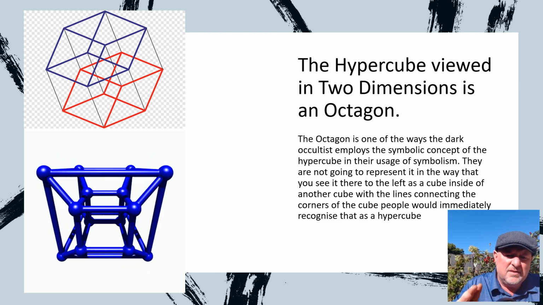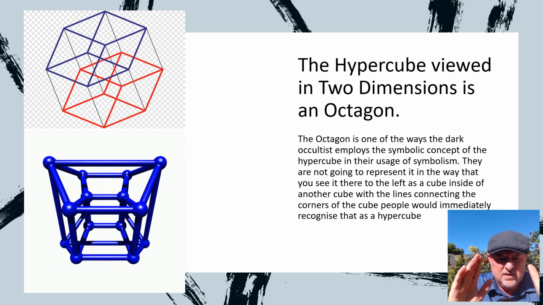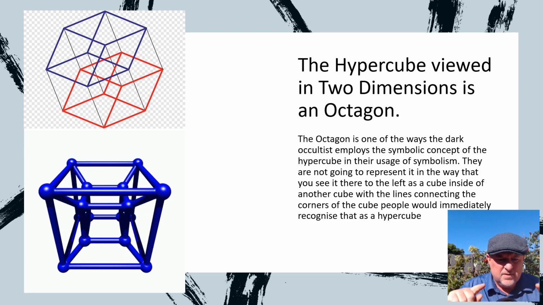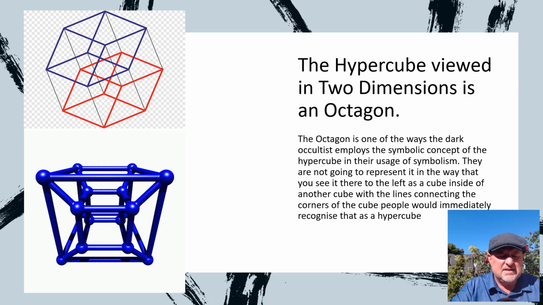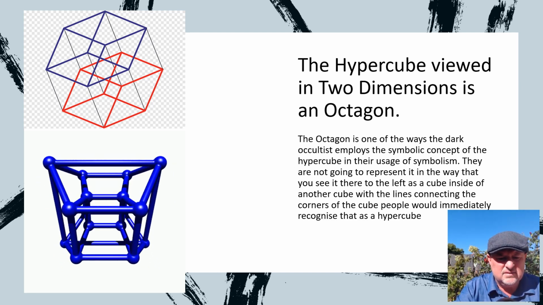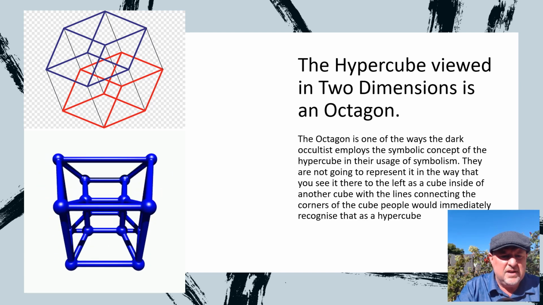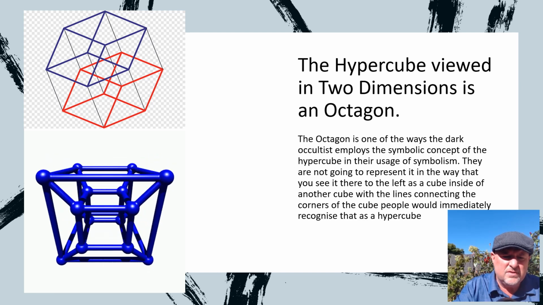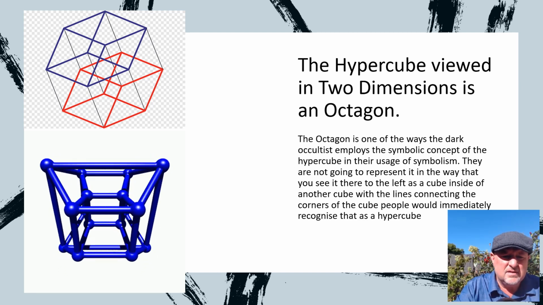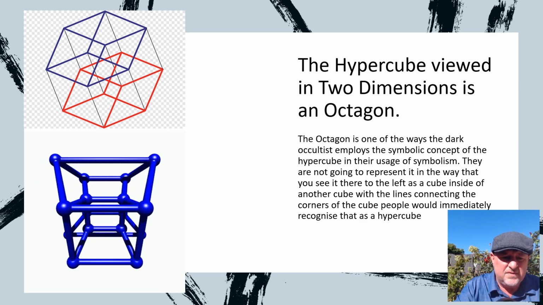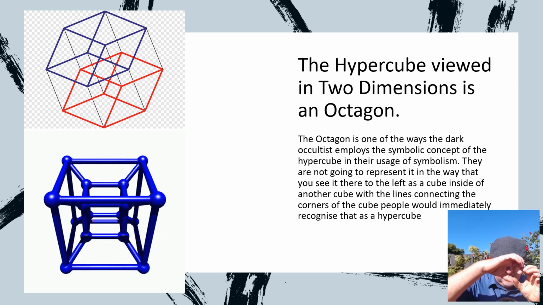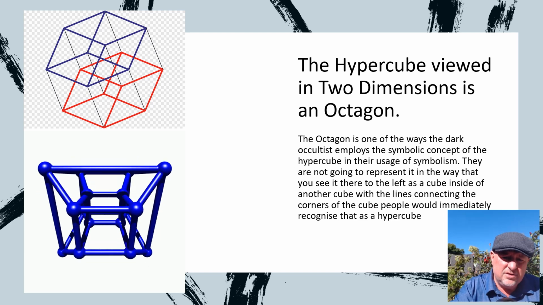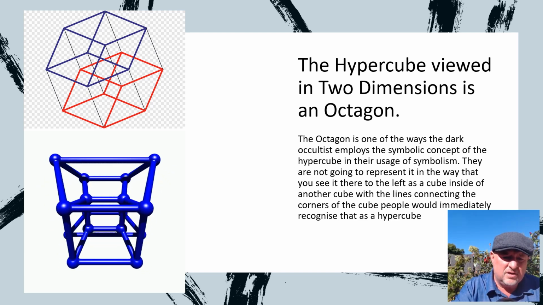Now, to view this, you can imagine a cube inside a cube, sort of on its side, with the lines connecting the corners of the cube. People would immediately recognize that as a hypercube, but they want to be a little bit more subtle. If you saw the image of a hypercube everywhere, but you take away most of the lines and look at it from a 2-dimensional view, then what you'll see would be an octagon. It is viewed as 2 boxes which are often depicted as being one right on top of another, turned at 45 degrees to each other. This is a 2-dimensional representation of a 4-dimensional object.